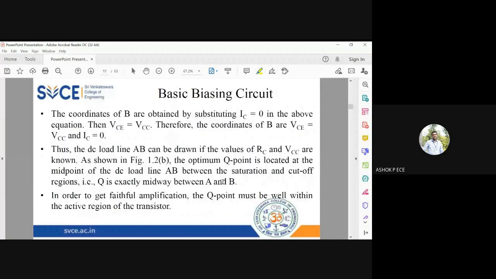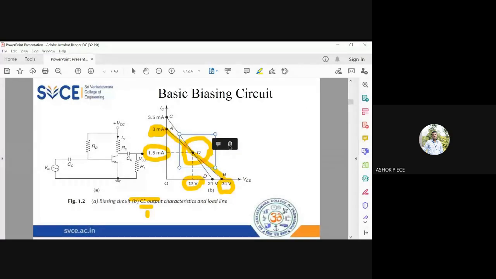See the graph. I am plotting 21 and 3.5. So where is 21? See here. 21 is plotted here and 3.5. 21 will come below the maximum of your DC load line. 3.5 will come above the maximum of your DC load line. And you join this line 3.5 and 21, you get what is called as your AC load line.